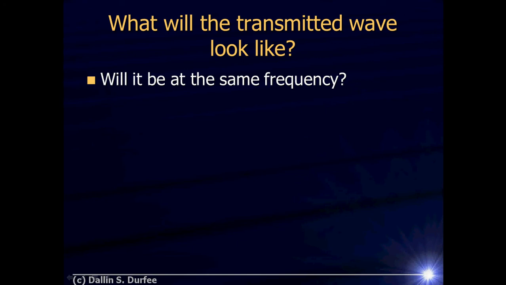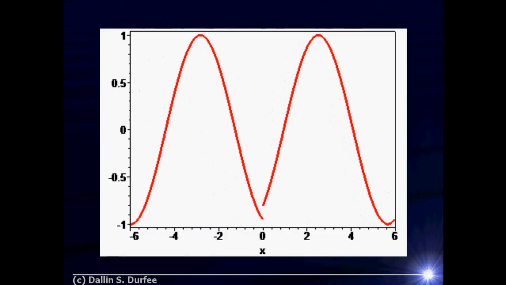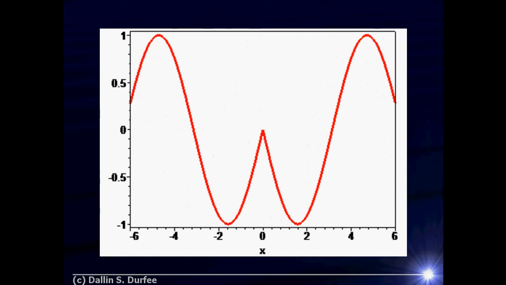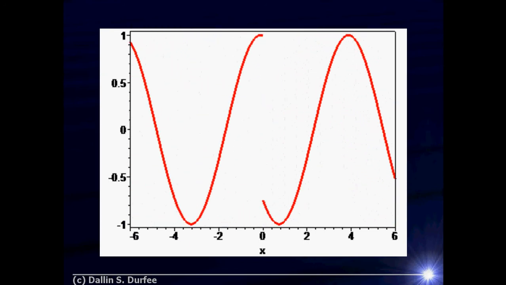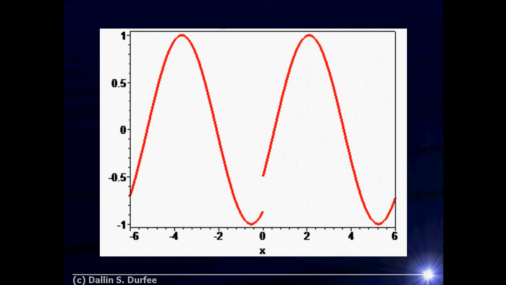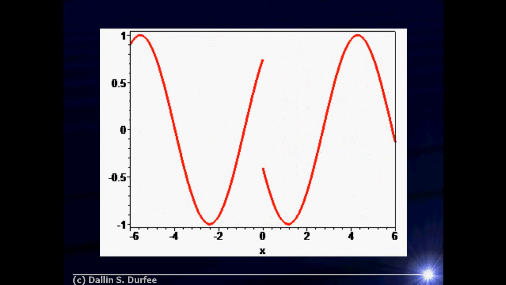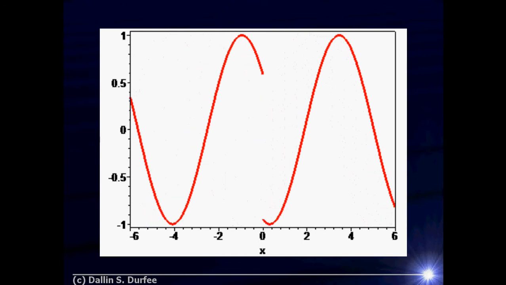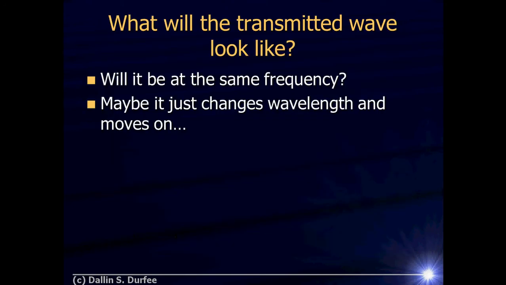All right, here's an illustration that shows why not. I'm going to have a sine wave on the left and a sine wave on the right, and they're going to be oscillating at different frequencies. Note what happens in the middle. The two ends start together, but they break apart. They're oscillating at different frequencies. So if the two waves oscillate at a different frequency, our string breaks. So the first thing we note is that the transmitted wave has to be at the same frequency.